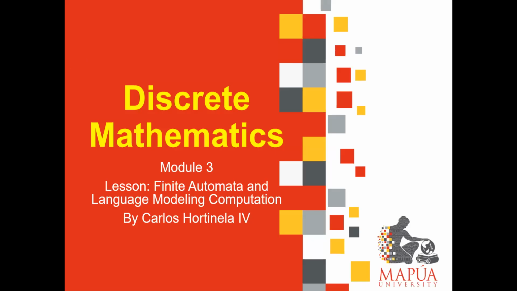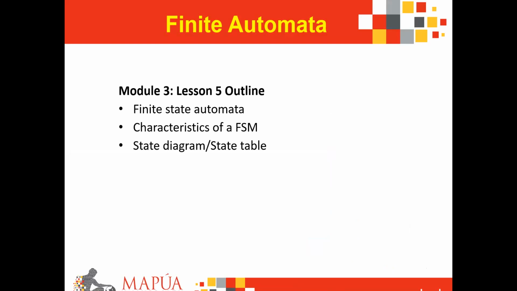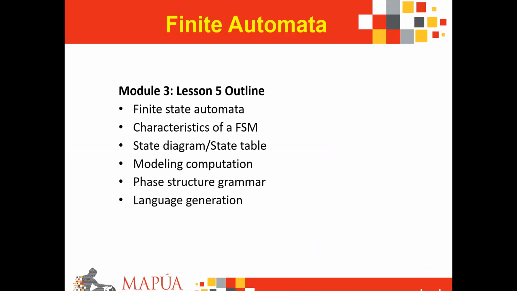Module 3, Lesson 5, Finite Automata and Language Modeling Computation. For this module, we'll be covering the definition of finite state automata, the characteristics of a finite state machine, a state diagram and a state table, modeling computation, phrase-structured grammar, and language generation.